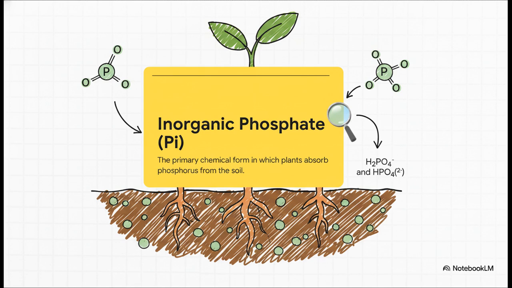Plants don't just absorb raw elemental phosphorus. Actually, they absorb a highly specific chemical form called inorganic phosphate, or Pi for short. Specifically, we're talking about the anions H2PO4- or HPO42-. So whenever you hear me say Pi today, just think of it as the specific form of phosphorus the plant can actually drink in from the soil.